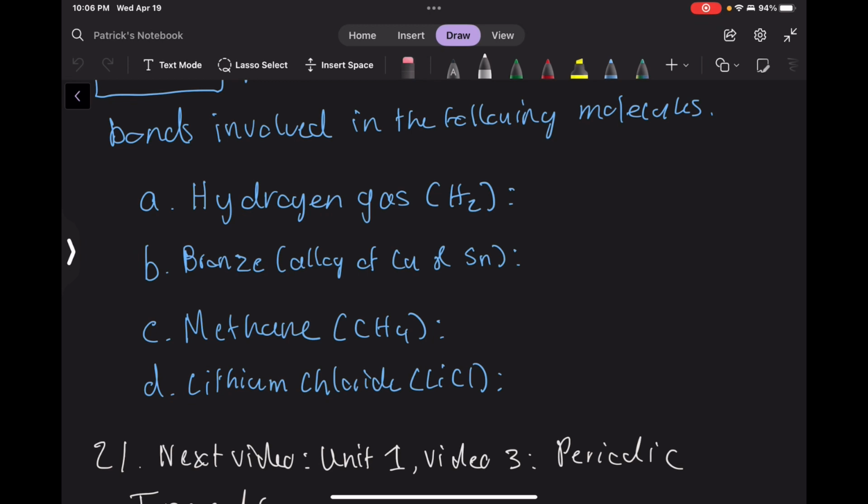Hydrogen gas is a molecule, but not a compound, and it involves two hydrogen atoms. Hydrogen, as we stated earlier, is a nonmetal, so a bond between two hydrogen atoms must be a covalent bond.